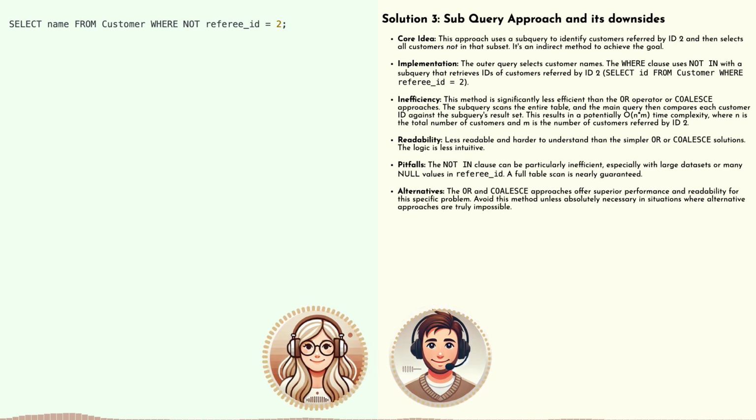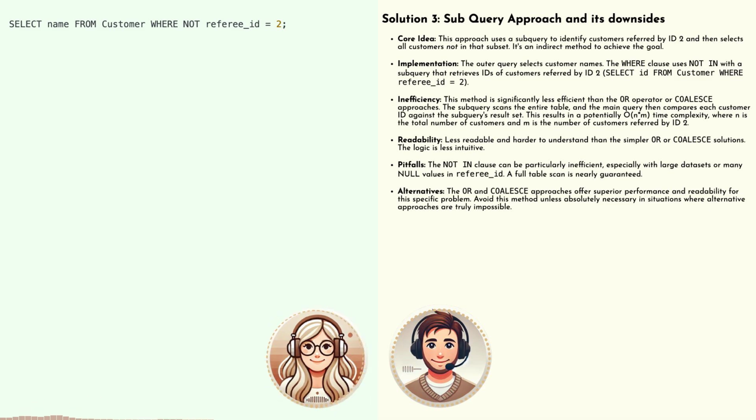Exactly. Then in our main query, we select all customers whose IDs are not present in the results of that subquery. We can do this using the NOT IN clause in SQL. Okay, so it's kind of like reverse logic. Yeah. We're not directly picking customers who weren't referred by customer 2. We're finding everyone else and then filtering out those who were. That's a great way to put it.